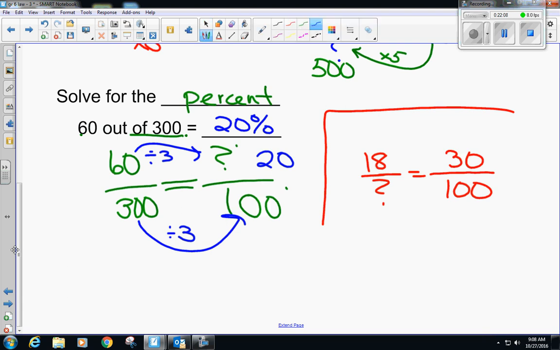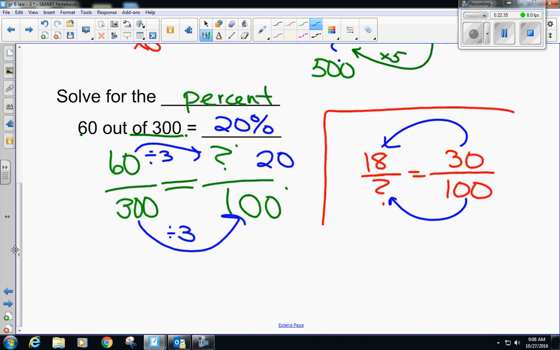Now look, remember we go from what we know to what we don't know. Is there a whole number that we can use, 30 divided by what equals 18? Is there a whole number? No. You cannot go directly from 30 to 18. So if that happens, remember we've done this before, you have to scale back.